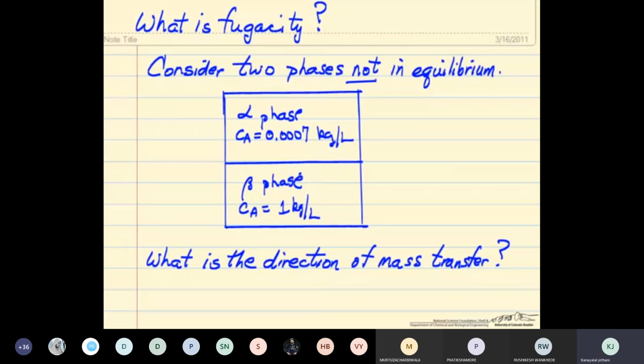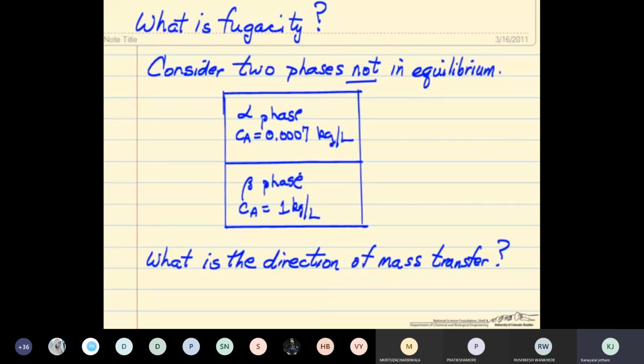And initially, these phases are not at equilibrium. And the question is, which direction does component A move? What's the direction of mass transfer to get to equilibrium? We're always looking at how systems approach equilibrium. And in this case, we might look and say, well, a very high concentration of A in this phase, we might expect mass transfer to go to the lower concentration.